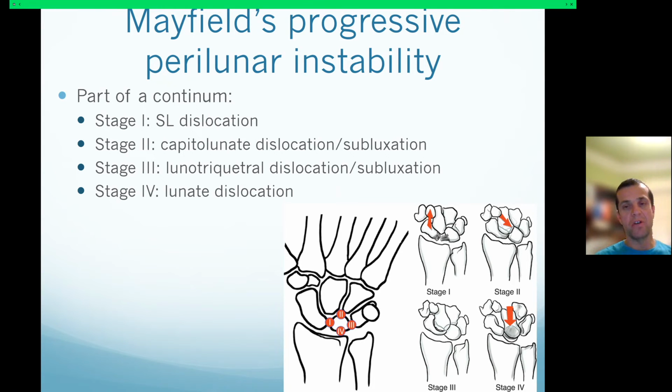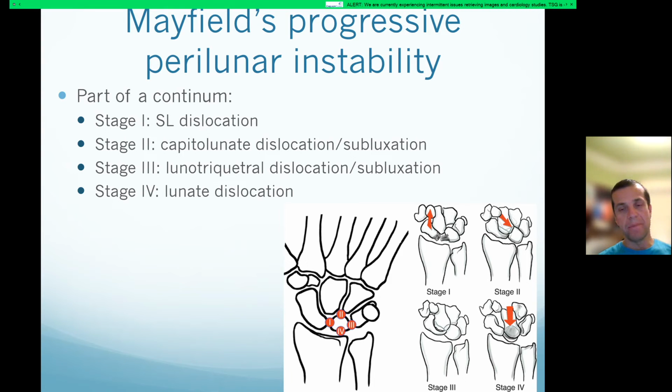Mayfield's progressive perilunar instability diagram describes the injuries happening through such a fall. It is thought to be a part of a continuum that, depending on the severity of injury, we can have a more limited or a more complex injury. In stage 1, the scapholunate ligament ruptures, resulting in scapholunate dissociation, followed in stage 2 by capitolunate dislocation, stage 3 lunotriquetral dislocation with lunotriquetral ligament rupture, and finally in stage 4 through lunate dislocation, which could be volar or dorsal.